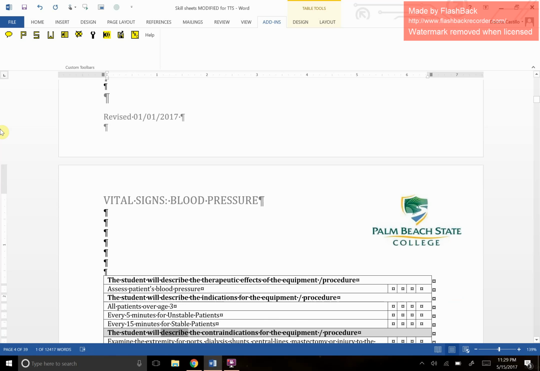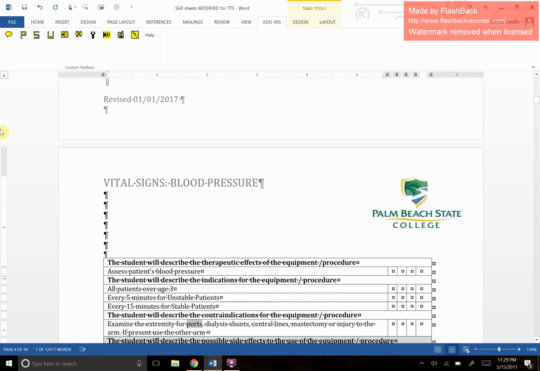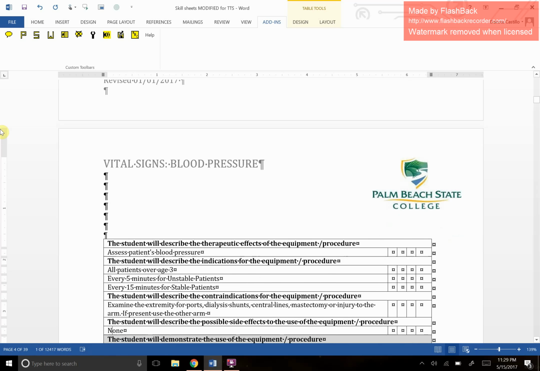The student will describe the contraindications for the equipment/procedure. Examine the extremity for ports, dialysis shunts, central lines, mastectomy or injury to the arm. If present, use the other arm. The student will describe the possible side effects to the use of the equipment/procedure. None. The student will demonstrate the use of the equipment/procedure.